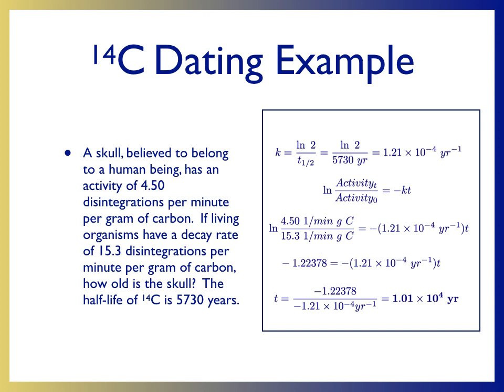Therefore, the time, or the age of the human skull, is equal to 1.22378 divided by minus the rate constant. This gives us 1.01 times 10 to the 4th years, or about 10,000 years.